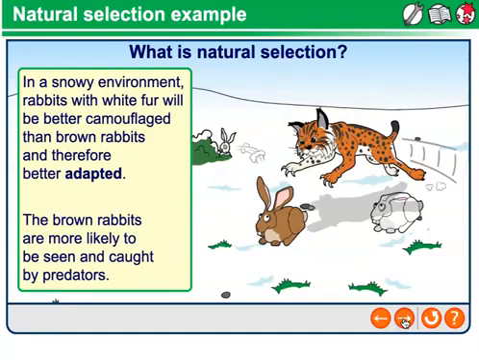So in a snowy environment, rabbits with white fur are better camouflaged. Brown rabbits stick out. And so therefore the white-furred rabbits are more adapted and better suited to the white environment. The brown rabbits are more likely to be seen and caught by predators.